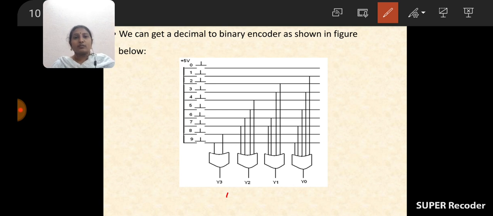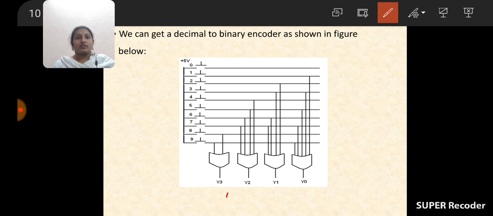How many push button switches are there here? 10 push button switches are there. How can we number them? 0, 1, 2, 3, 4, 5, 6, 7, 8, 9. How many OR gates are we using here? 4: Y0, Y1, Y2, Y3.